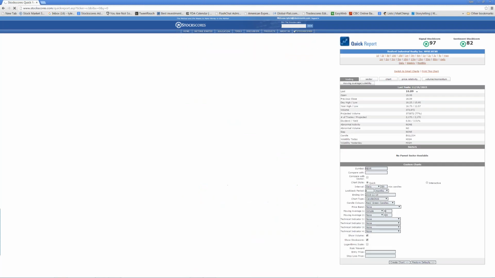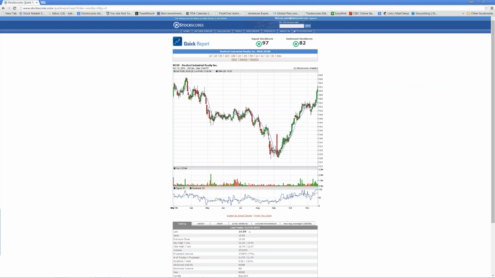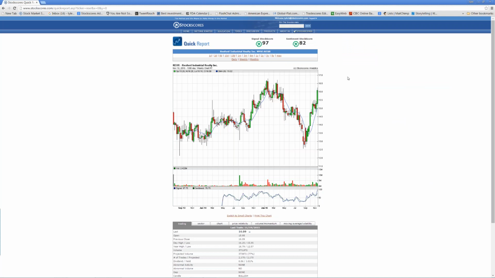REXR. I think if you own this, I would hold on to it. It is coming into resistance at 16.5, so I'd dance close to the door once you get up into the 16.5 mark because it'll probably get stuck there. I would not buy it right now.